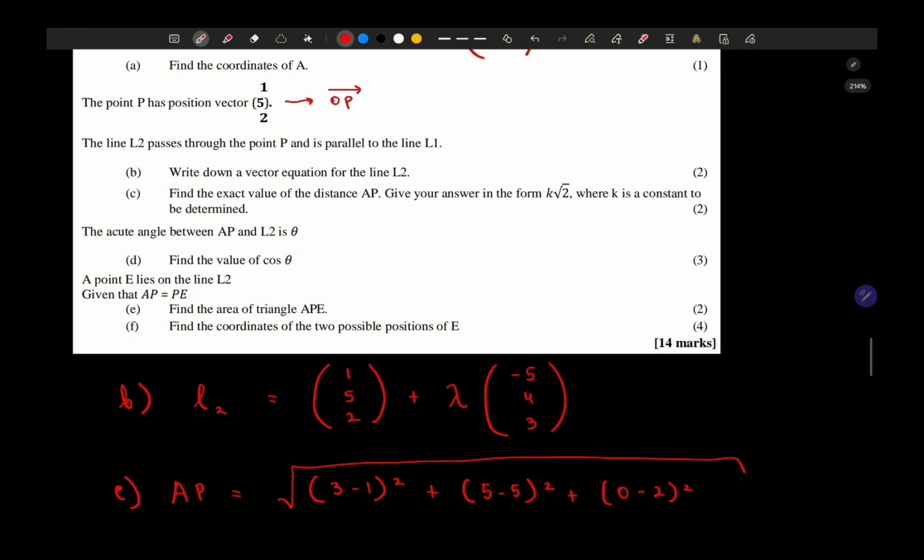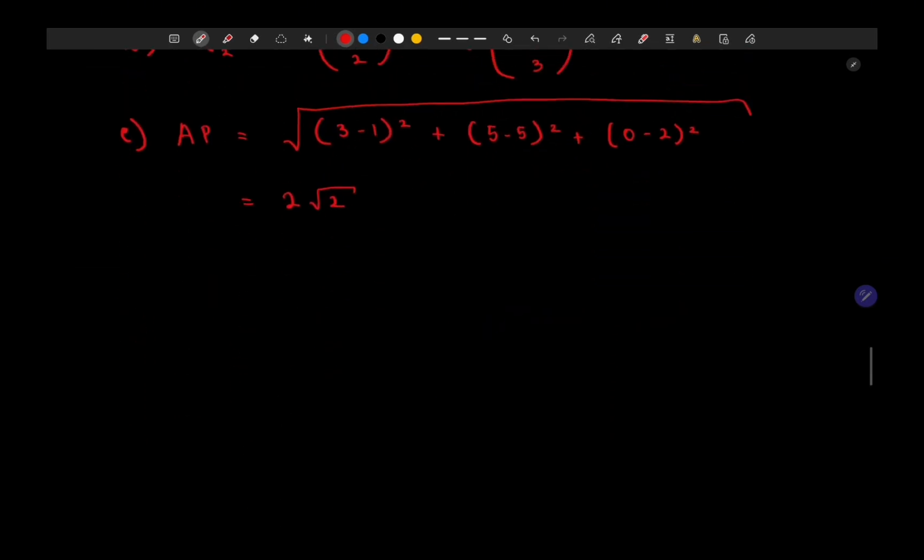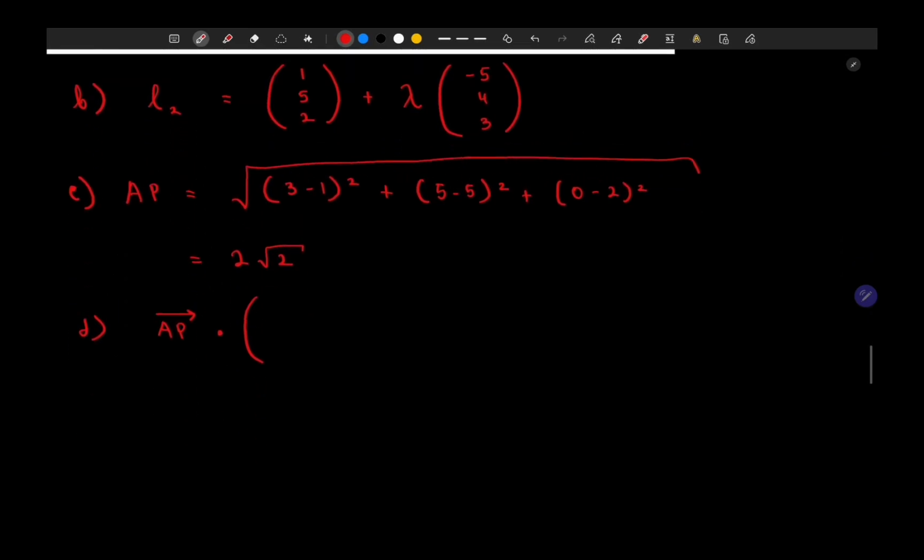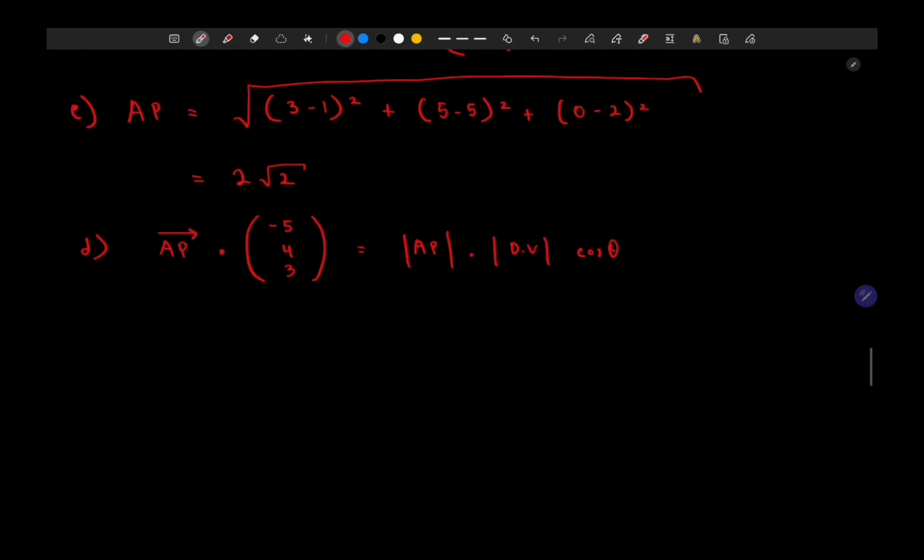Alright. Now the acute angle between AP and L2 is theta. Find the value of cos theta. So we need to apply the scalar product rule. The scalar product rule says that if we have the AP vector and multiply it with the direction vector of line L2, which is (-5, 4, 3), this will be equal to the modulus of AP vector multiplied by the modulus of the direction vector times cos theta.